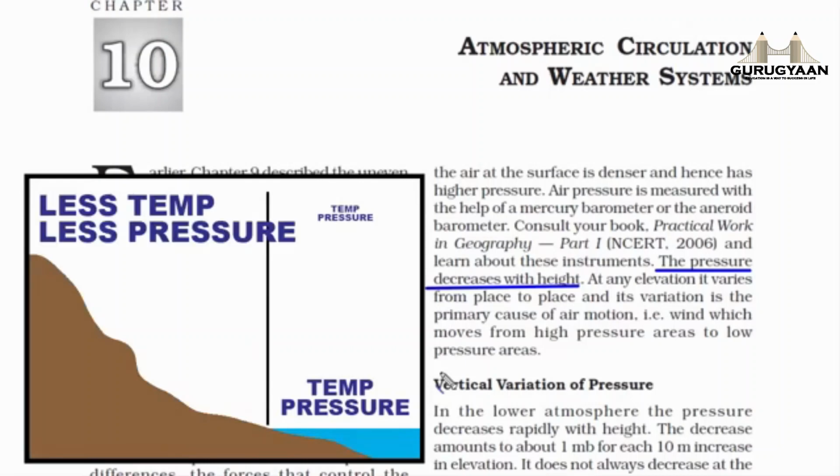Just to reinforce these two points before we go to the next topic: with height, pressure decreases, and we have also seen that if temperature increases or decreases, pressure also increases and decreases, directly proportional. Just remember these points, okay?